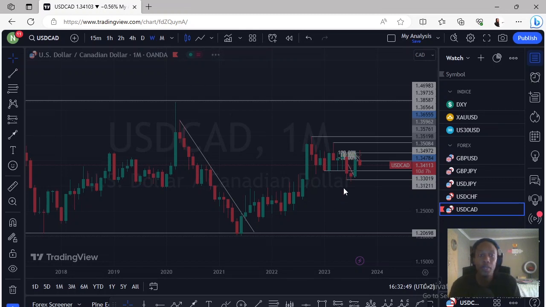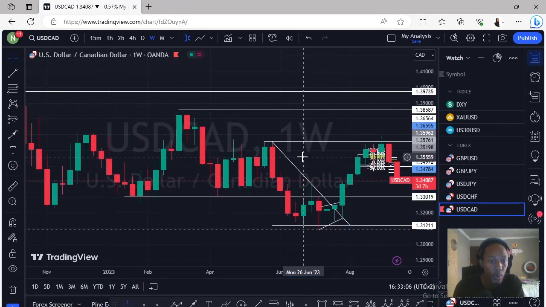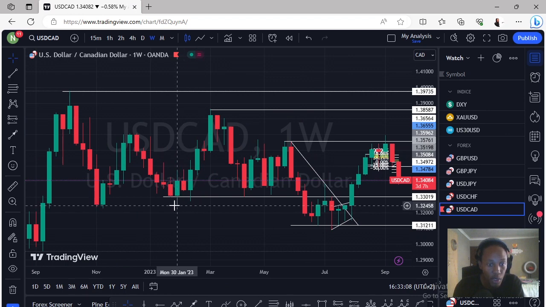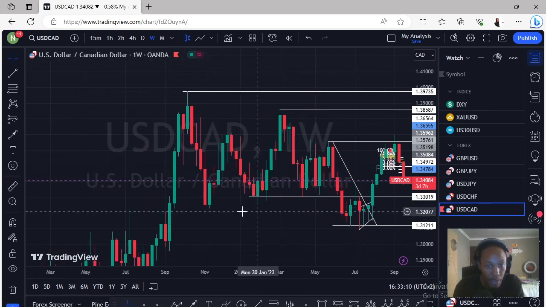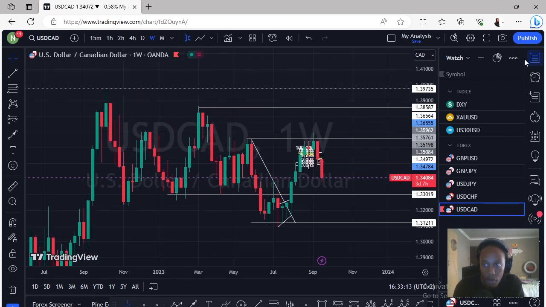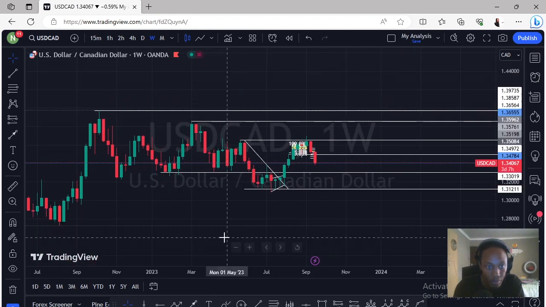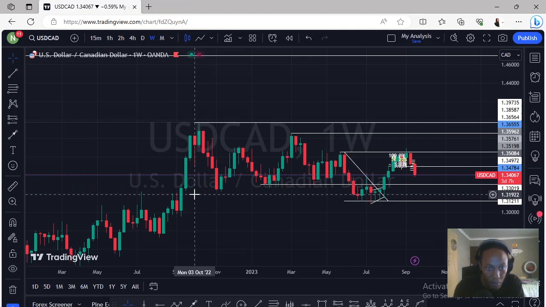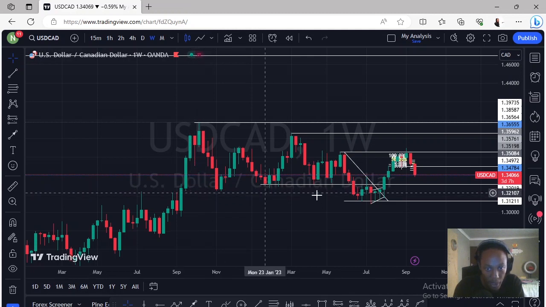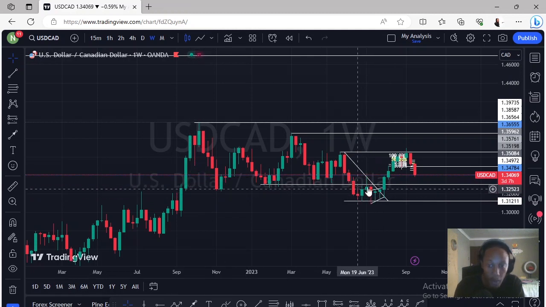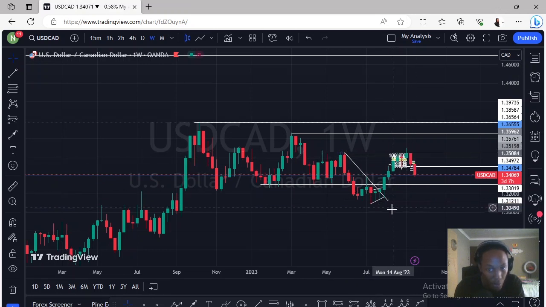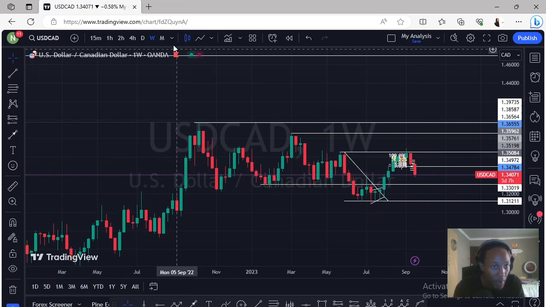So let's wait for the weekly. This is what we had. You can see overall the market has been ranging between these two parallel lines. Then it gave us a fake out on the monthly right over here. Then it went back up. Then let's see on the daily.